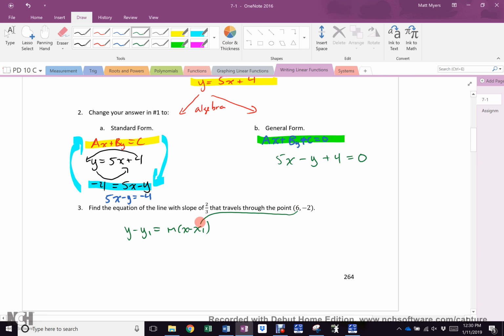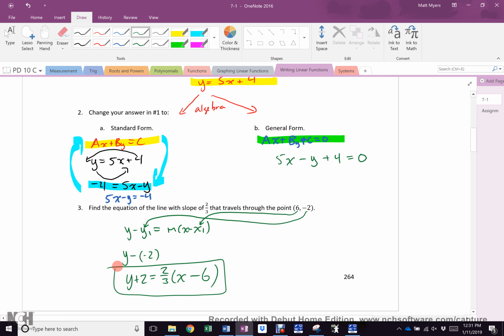X goes for x1. Y goes for y1. Y minus, what's y1? Negative 2. Would we ever write this? So what do we write? Y plus 2 equals m. What is my slope? 2/3. X minus 6. And that is my answer. Everybody good?